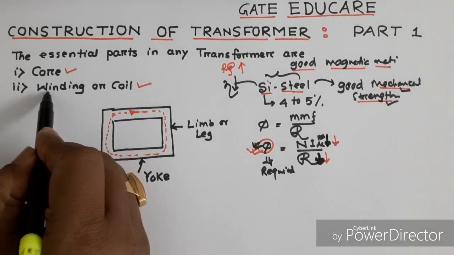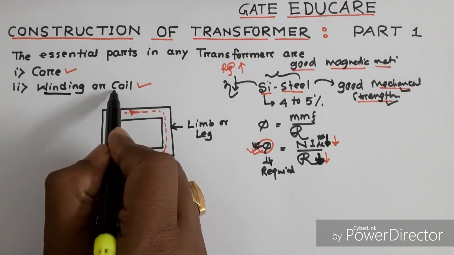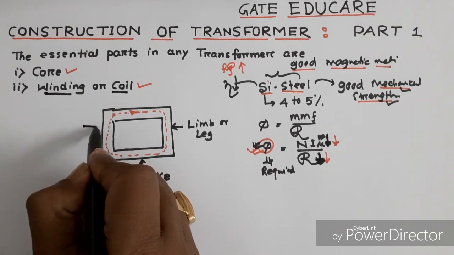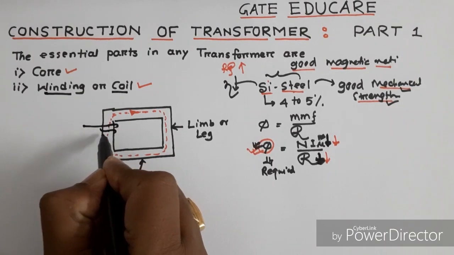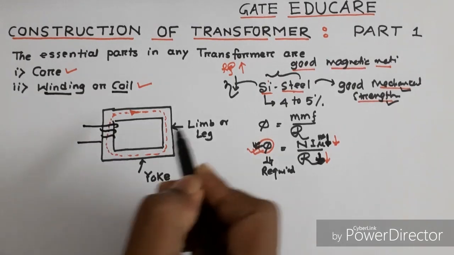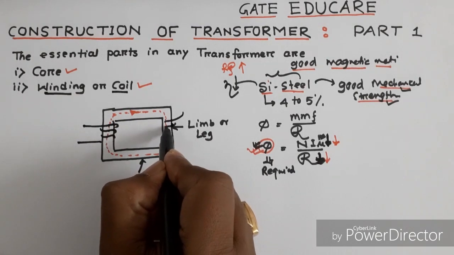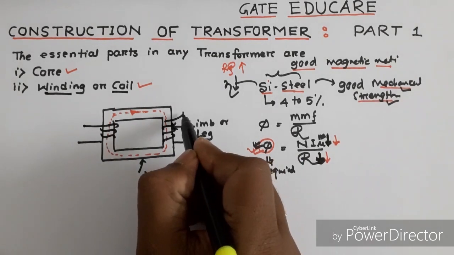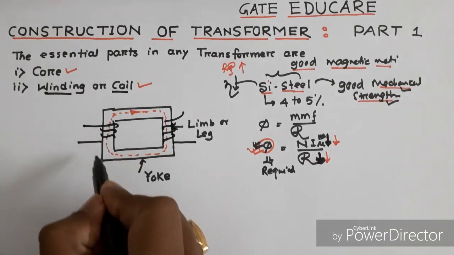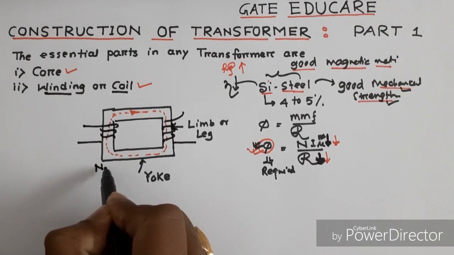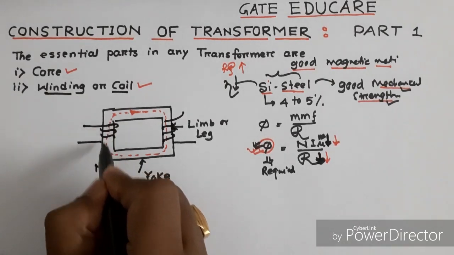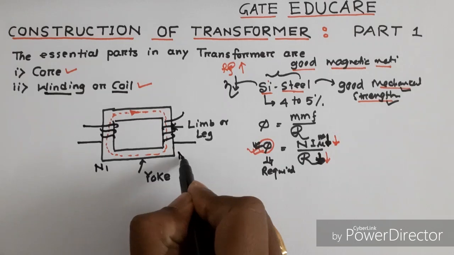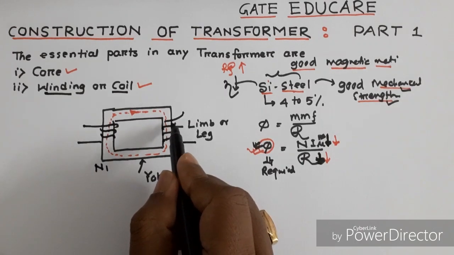Now, the second portion of transformer construction is the winding or coil. Generally, we need two windings. One is the primary winding and another is the secondary winding. This is the primary winding, this is the secondary winding. As we explained earlier, the winding with less number of turns, suppose N1, is called the LV winding, and the winding with higher number of turns, N2, is called the HV winding.